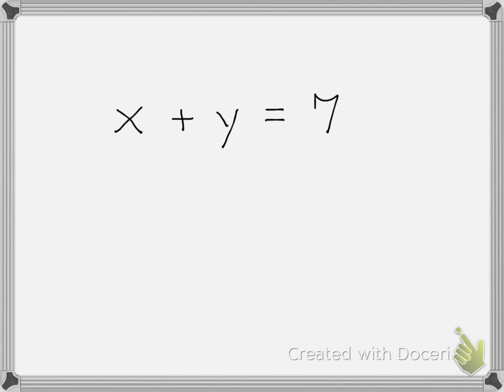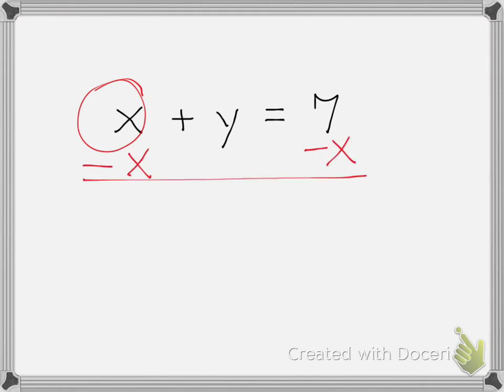Once again, identify my variable of x. Do the opposite. So since it says positive x, I'm going to be subtracting x on both sides. Bring down my y. And then 7 minus x, they are not like terms, so I'm just going to write it out as negative x plus 7.